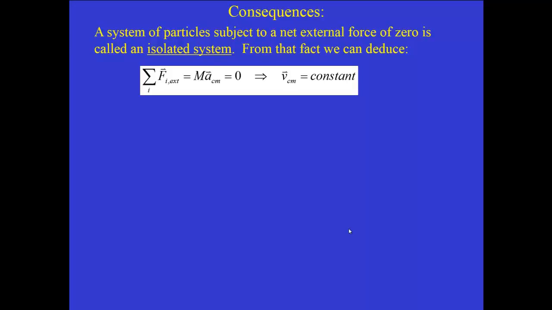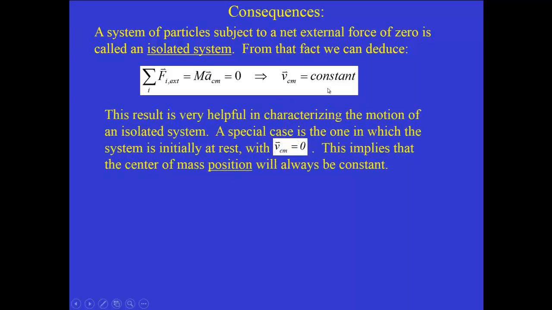So from this fact, if we define a system of particles where the net external force is 0, we can call that an isolated system, and from that we can take our equation for Newton's second law and realize, hey, if that summation adds to 0, then what that means is the acceleration of the center of mass is 0, and if the acceleration is 0, then the velocity of the center of mass is a constant. All right, and this is a very useful result in characterizing the motion of a system that's isolated.